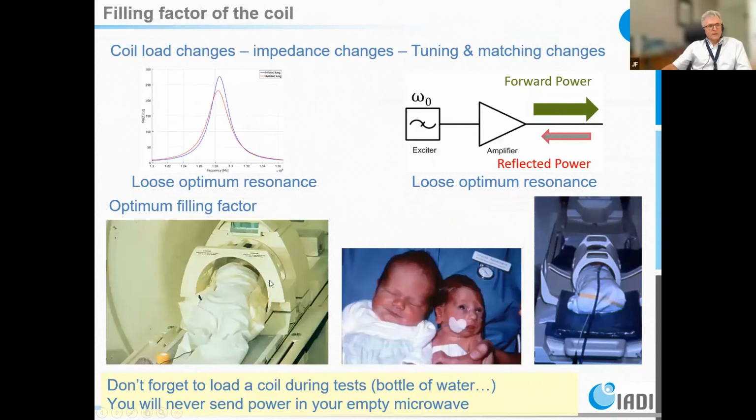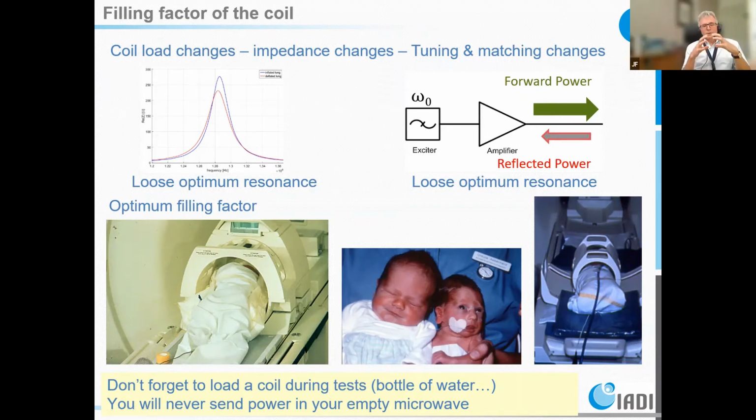Some example here. We did this in Switzerland a long time ago. If you want to scan babies and you use the body coil for transmission, the load is not good, so the resonance frequency is not good. So you have to use a smaller system. This was for the head, but here you put the complete baby. For very small babies, we use the knee coil because the load was more adapted to the system. And this is very important if you do some experiment.